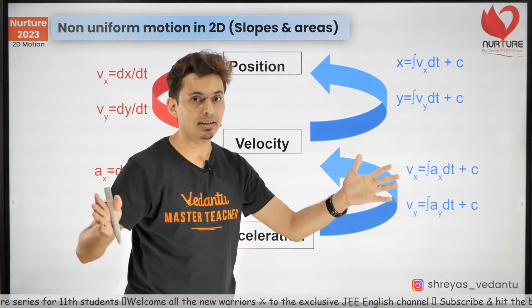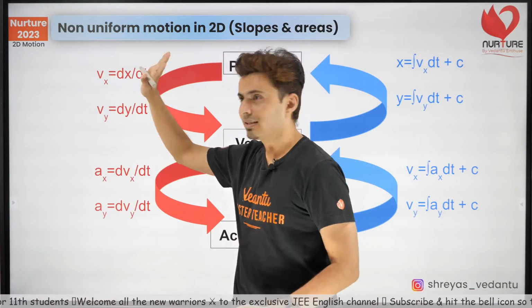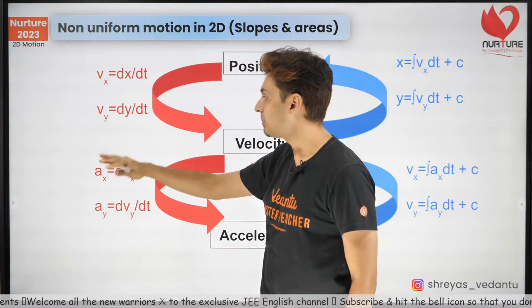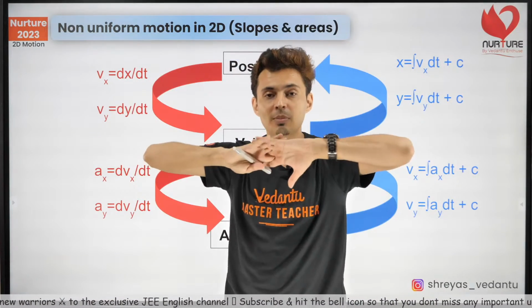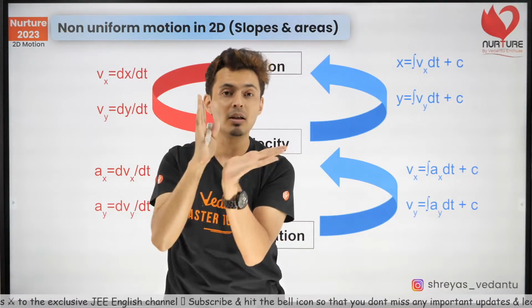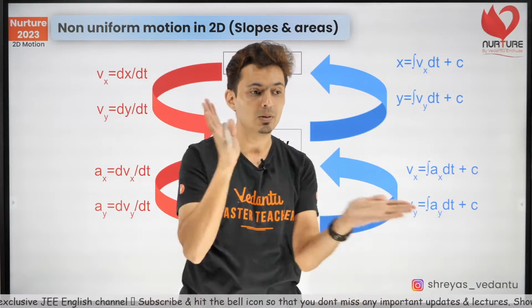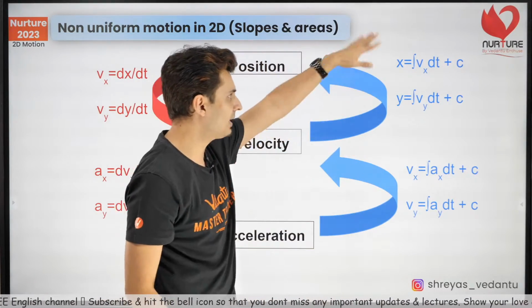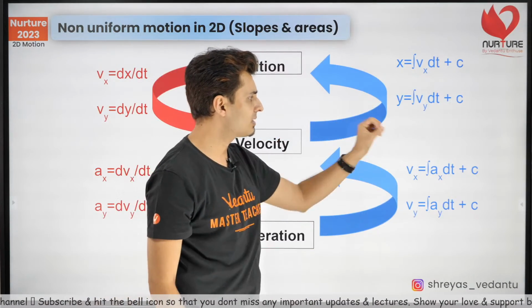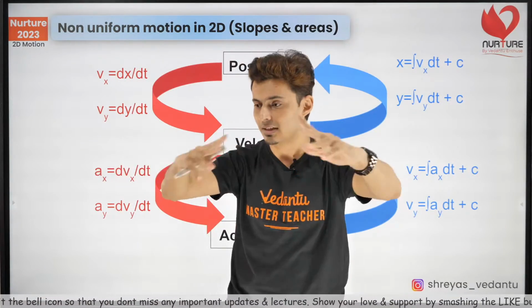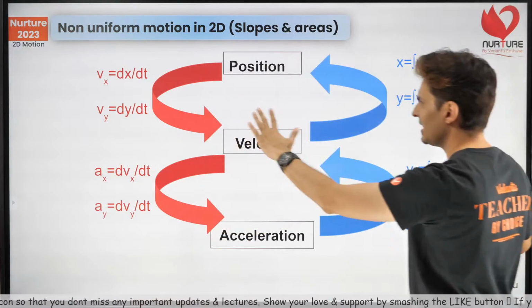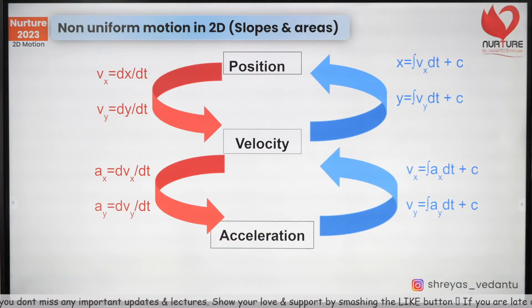But do this separately. X is separate, y is separate. Always they are separate. Remember, they never mingle. They don't like mingling with each other. They are in perpendicular, orthogonal directions, so they will not affect each other. Whatever happens in x will happen in x, whatever happens in y will happen in y. So separate integrations, separate derivatives, they will not affect each other. Keep that in mind.